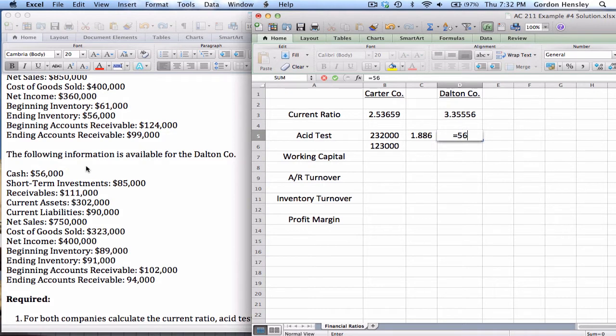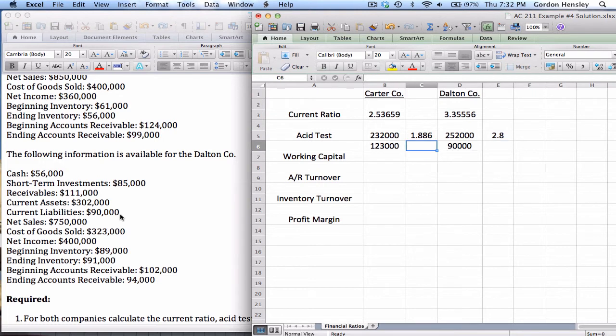And then I'll do the same thing for Dalton. Cash, $56,000. Short-term investments, $85,000. Receivables, $111,000. That gives me a total. Current liabilities, $90,000. Those assets divided by the current liabilities, I get about 2.8.